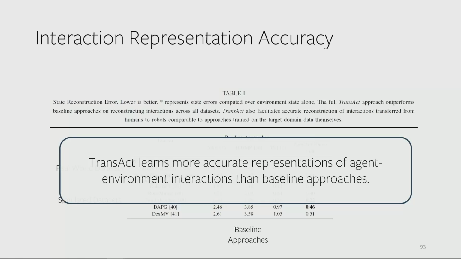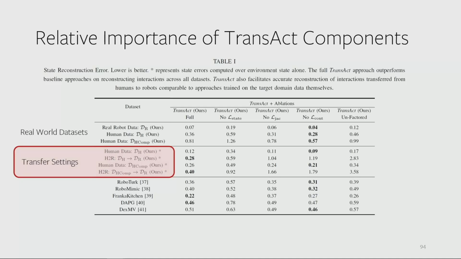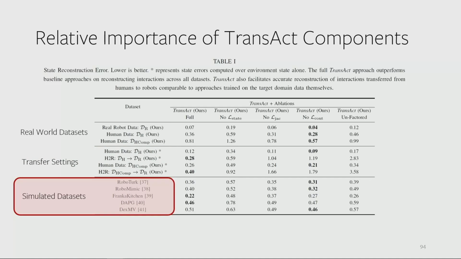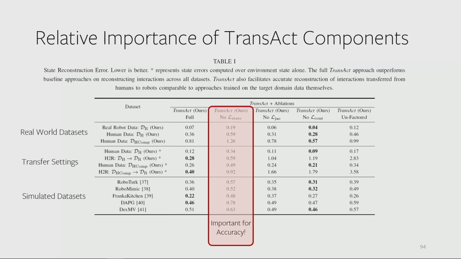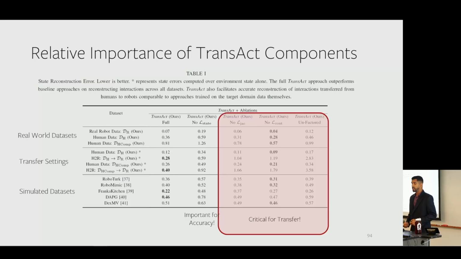The biggest difference that this has is that typically the skills that Transact executes are able to interact with the object as intended much more successfully than the corresponding baselines. We also did a study of the relative importance of the various components of Transact, again, for the real-world data sets, for several transfer settings, and across some of the simulated data sets that we saw before. And what we were able to learn from this is that the state reconstruction loss was really important for the accuracy of the interactions, but the other three components were really critical for transfer. So in particular, the Jacobian regularization, the factored approach, and the contrastive loss were critical for transfer, and without any of those components, the transfer performance significantly degraded.